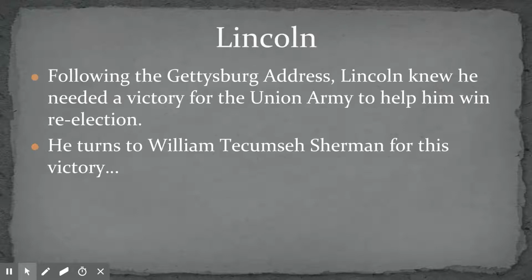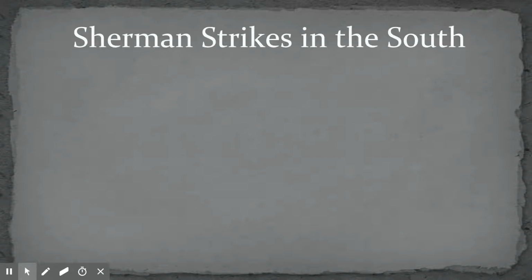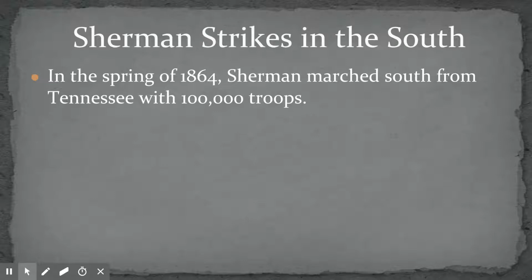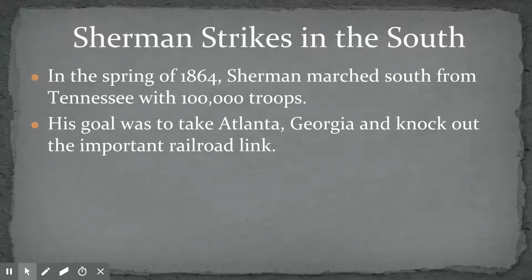All right. So following the Gettysburg Address, Lincoln knew he needed a victory for the Union Army to help win him the re-election, because as sad as it is, you're only a good president if you're winning a war, or so the American people think. So he will actually turn to General Sherman for this victory. In the spring of 1864, Sherman will march south from Tennessee with 100,000 troops. His goal is to take Atlanta, Georgia, and knock out the important railroad link.